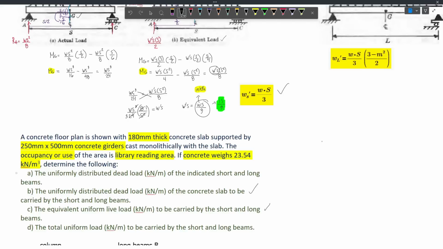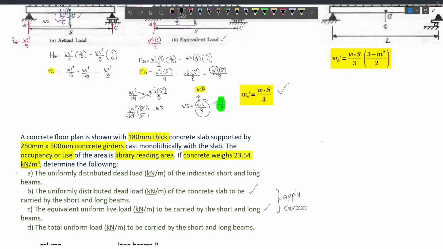Now that's because the uniformly distributed dead load of the beams themselves will not be affected by the tributary area. Kasi diba, yung beam natin, yung self-weight niya is just along the span. It will not consider the tributary area. And so lalagay ko na lang dito, we will be applying shortcuts for this one.